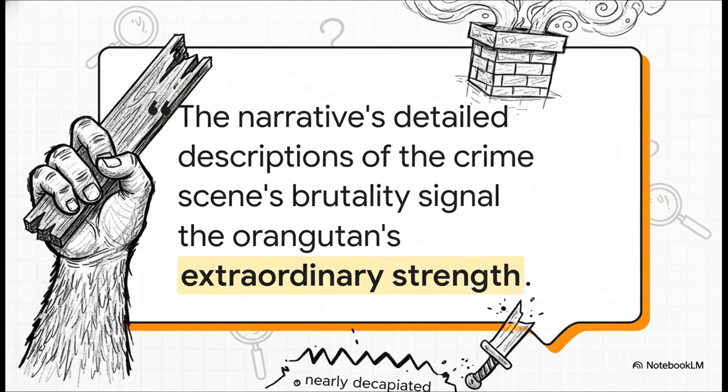Poe doesn't just say the women were killed. No, he spends ages describing in pretty gruesome detail how one victim was shoved up a chimney with unbelievable force, and the other was almost completely decapitated. This isn't just for shock value, it's a motif. It's screaming at us that the killer has absolutely superhuman strength.